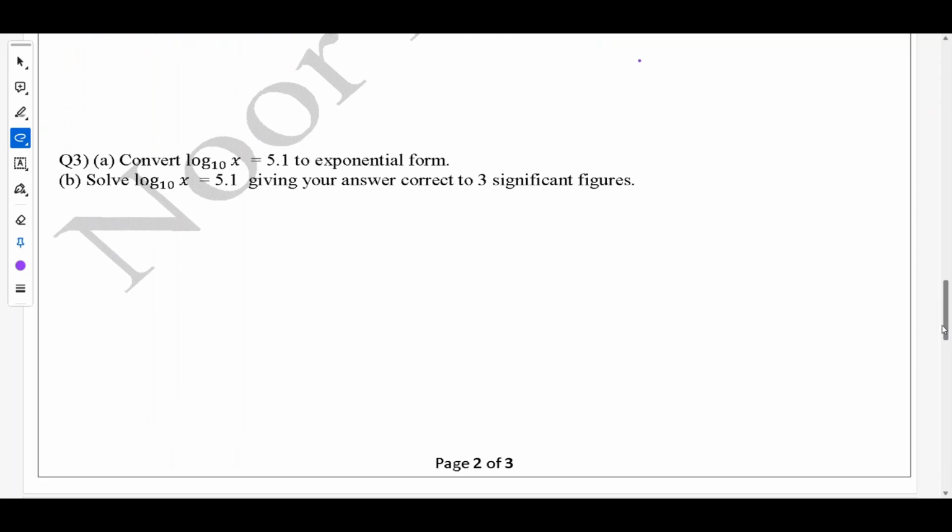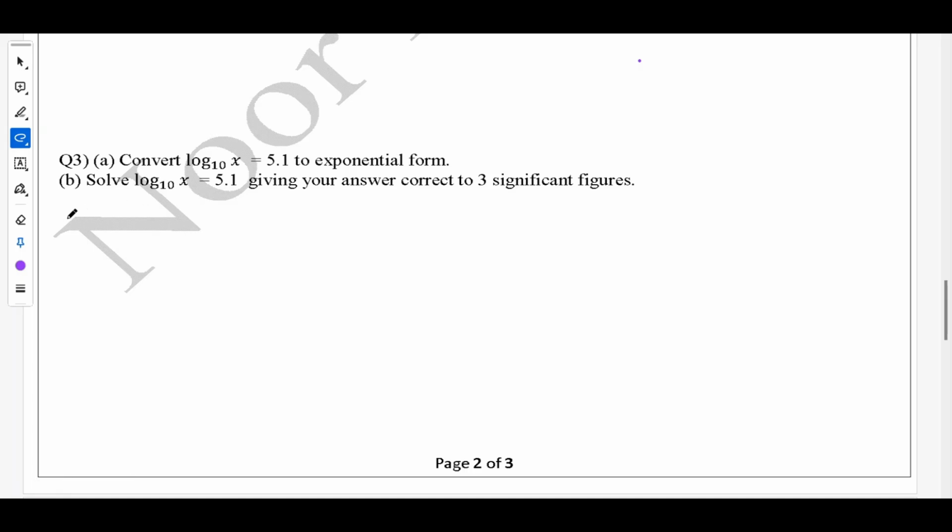Okay, students, try to solve this question. Pause the video for no more than 2 minutes. Solve it and give me the answer to 3 significant figures. Okay, I hope you solved this question correctly.